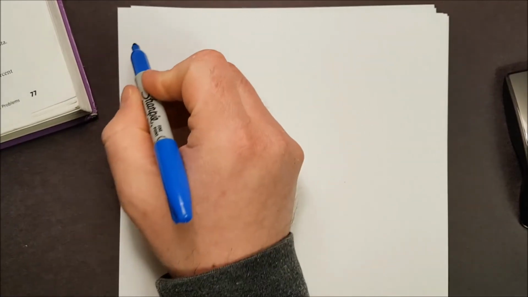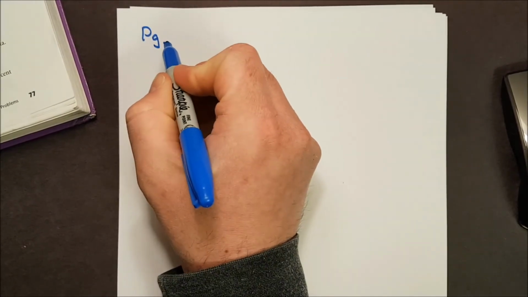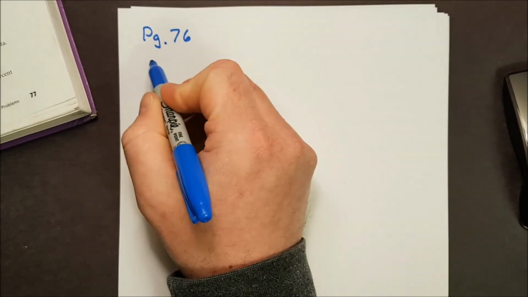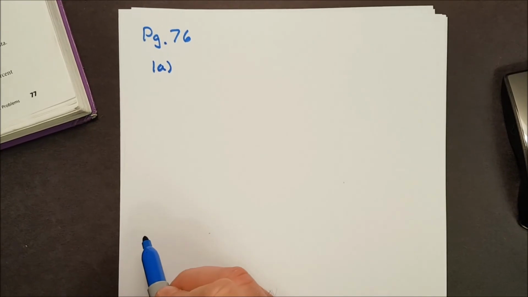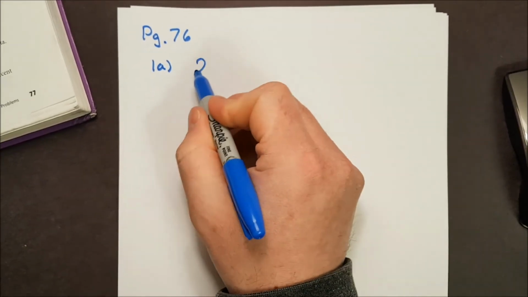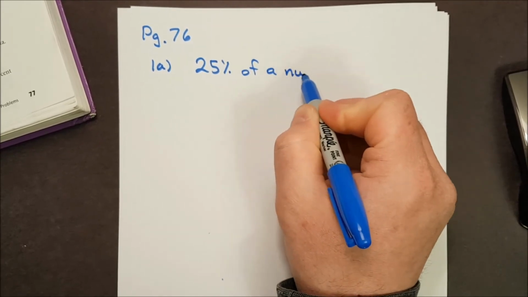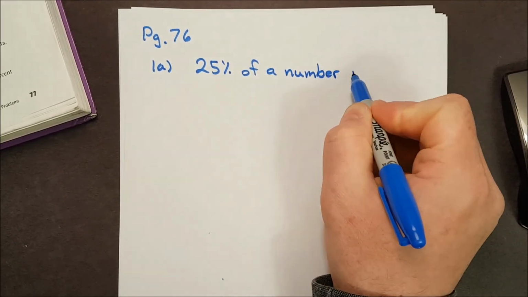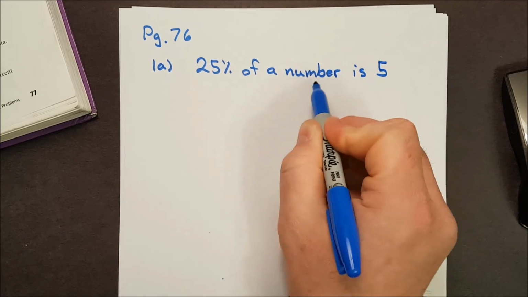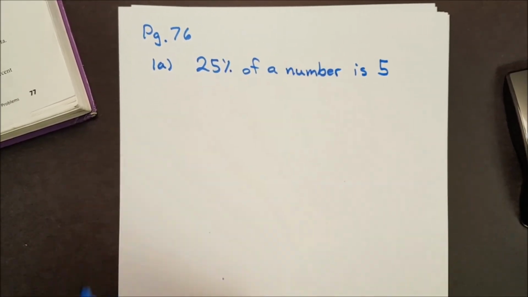Okay, let's redo number 1, A, and B in a more streamlined manner. So page 76, 1A. And it says 25% of a number is 5. So 25% of a number is 5. And we want to find out what that number is.